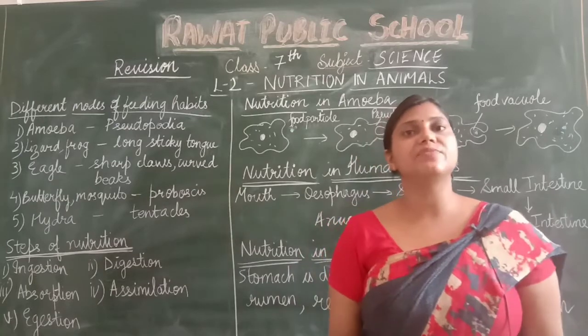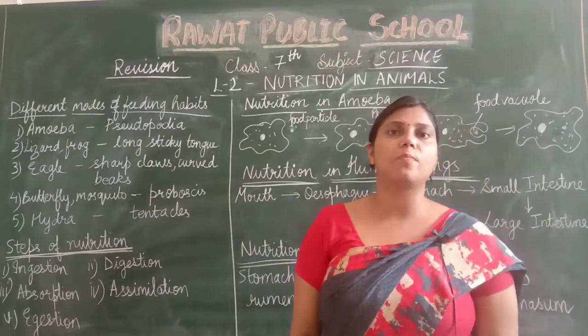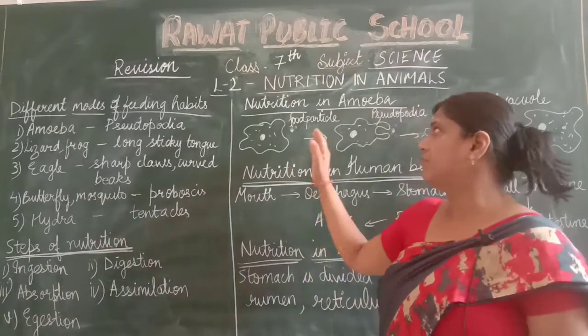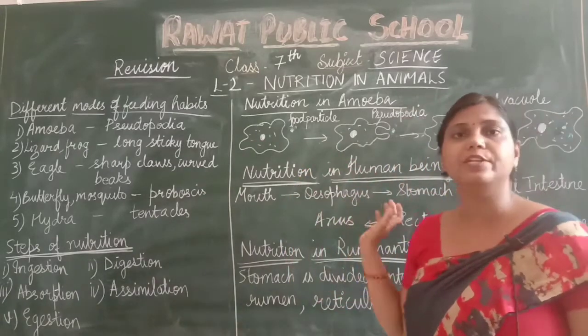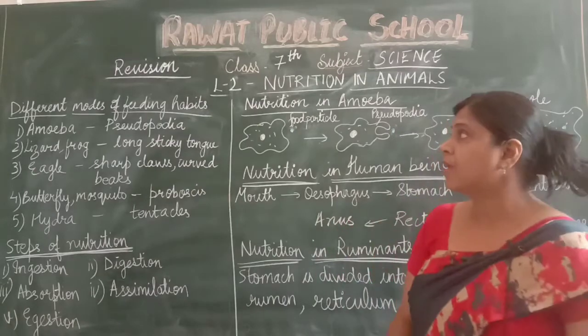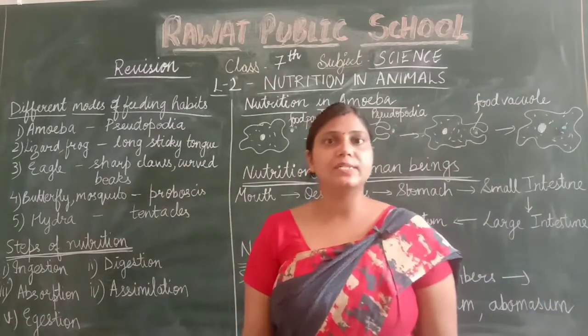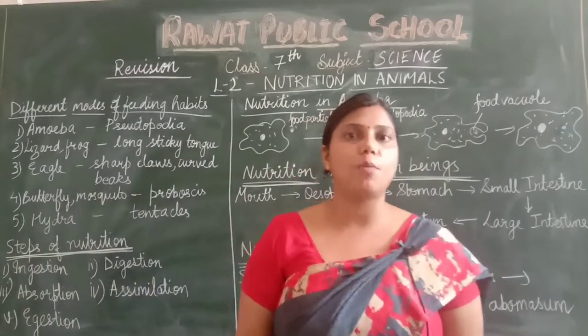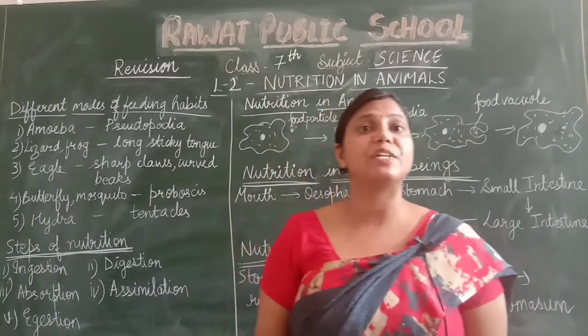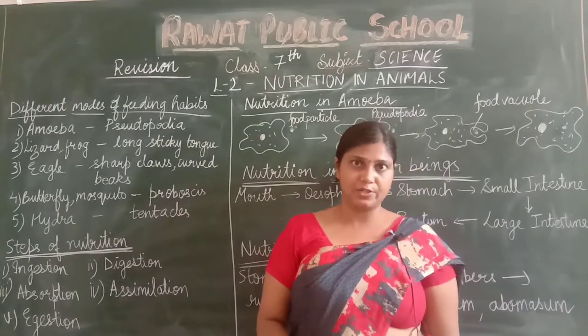What are the various ways by which different animals obtain their nutrition? We will study about nutrition in amoeba, nutrition in human beings, and nutrition in ruminants. Now, first of all, animals have different types of feeding habits, means they have different ways of obtaining their nutrition, and they have special structures for obtaining that nutrition.